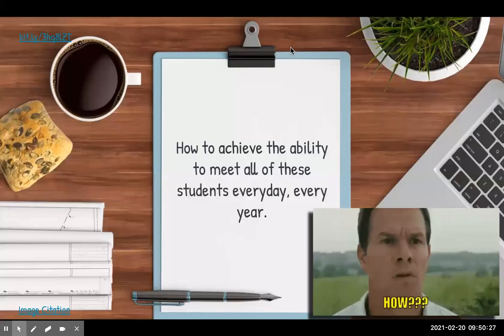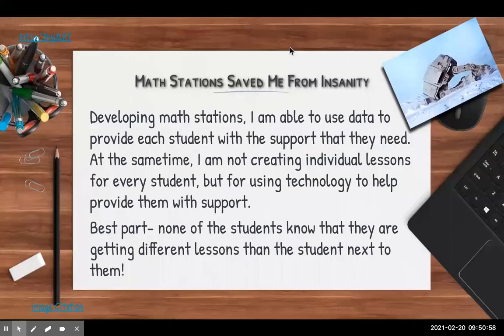So how do you achieve all this every day, every year? What does this look like? I'm going to tell you, your first year is going to be your learning year. It's going to be your trial by error year. And then after that, it goes easy. I spent my first year really doubting I had this right. And when I did it the second year, I was like, oh, all right. I just used the same philosophy and all the stuff that I already had going. So it was great. Math stations literally saved me from insanity.